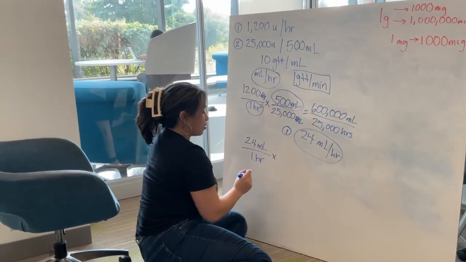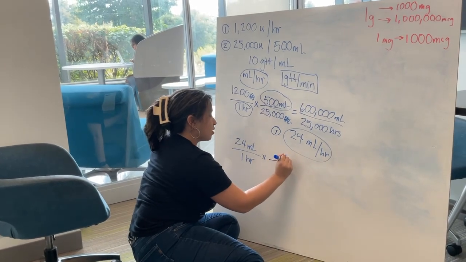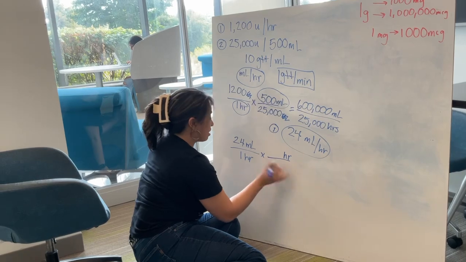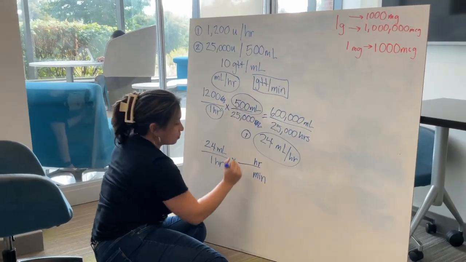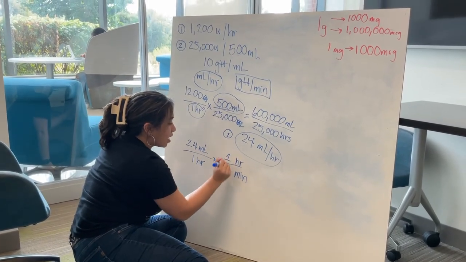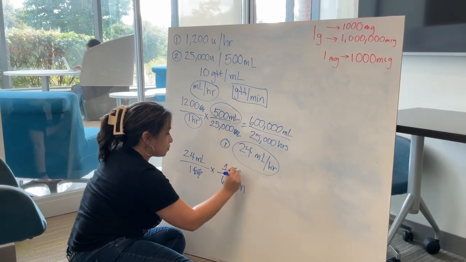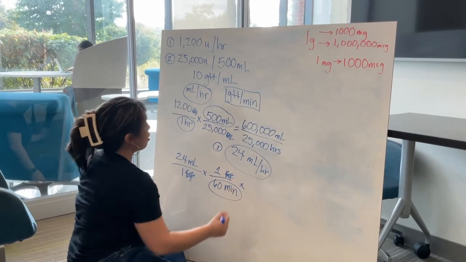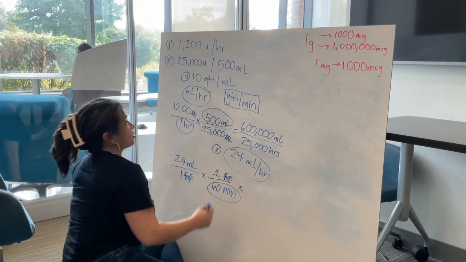So we need minutes, we have hours. So what do we need to do? We need to put hours on top so that it goes away. And then we need to put minutes on the bottom because minutes are supposed to be on the bottom. Just to make it simple on ourselves, 1 hour equals 60 minutes. So we cross those out. And now we have minutes on the bottom. So now we just need to add our little drop factor that we had.